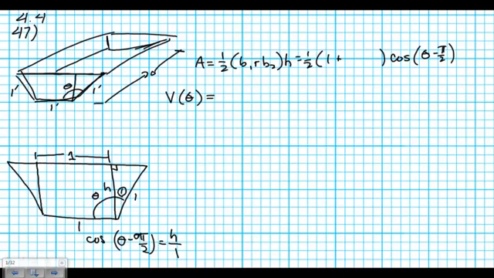Now, what about this thing? Let's call this little distance here B, like the base of a triangle. This is also part of a triangle. This is the opposite of this angle. So it looks like sine of theta minus pi over 2, the opposite over the hypotenuse, is equal to B over 1.